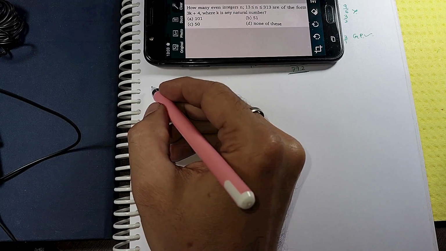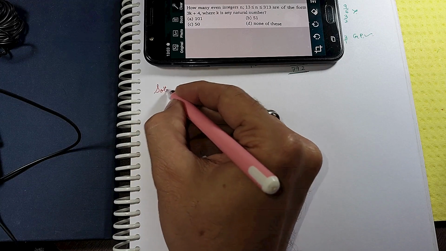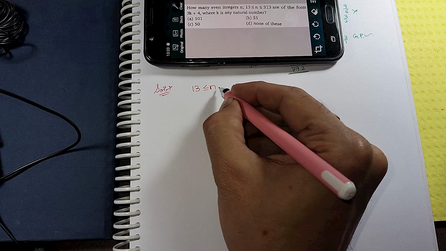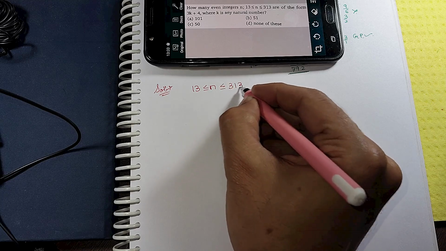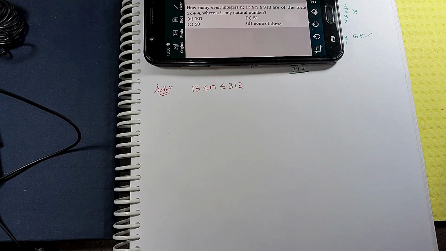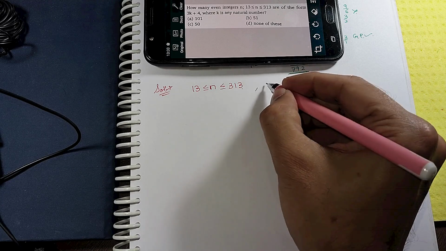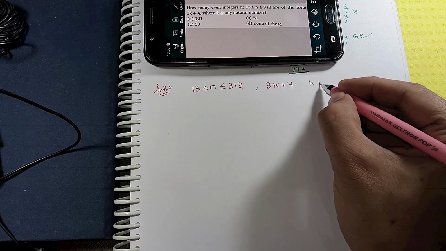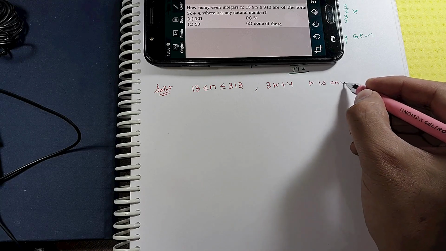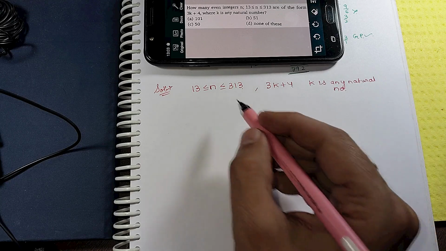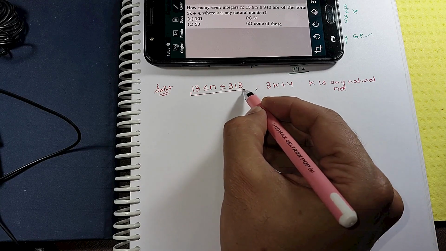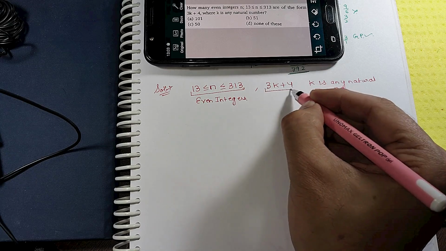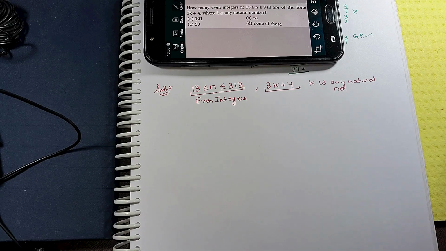How many even integers n, such that n is greater than or equal to 13 and less than or equal to 330, are of the form 3k plus 4, where k is any natural number? So we need to find in between this how many even integers are of the form 3k plus 4, where k is any natural number.